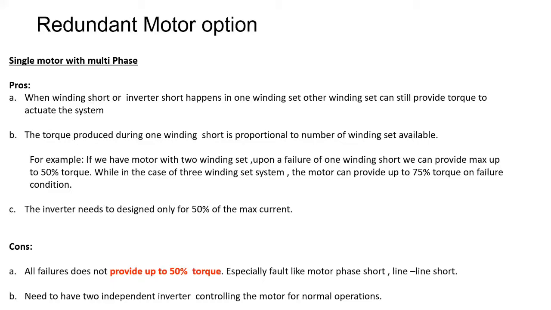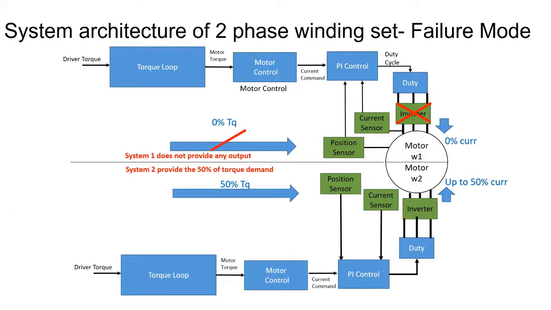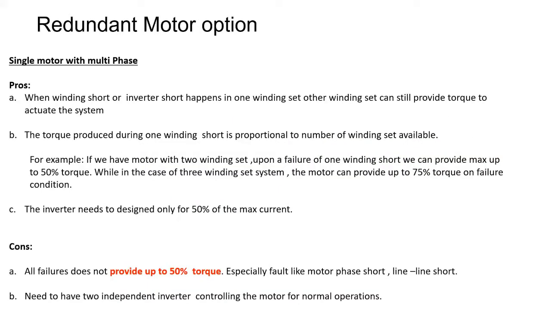So you can quickly see that the inverter cost actually reduces because each inverter is only providing 50% of the current. It needs to be designed for that. Cons: we won't get full redundancy on a single failure. That means performance will be 50%.